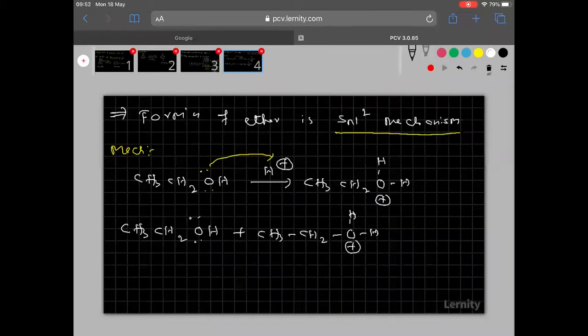Clear? So, you know, oxygen cannot bear a positive charge. Immediately it will depart, and oxygen will donate the lone pair to this one. So you see, the leaving group departing and the nucleophile attacking happen at the same time. This is which mechanism then? SN2 mechanism. The leaving group is departing, the nucleophile attacking from the backside, both happening at the same time. So this is the SN2 process.